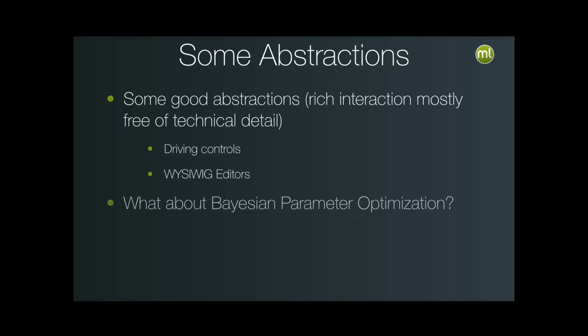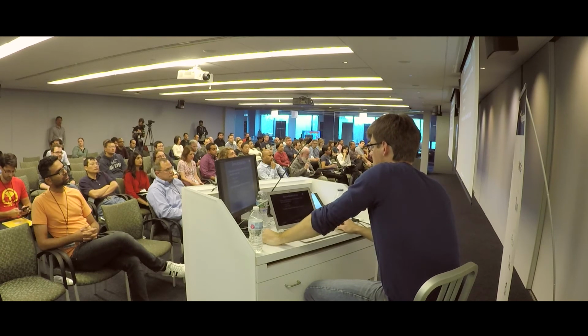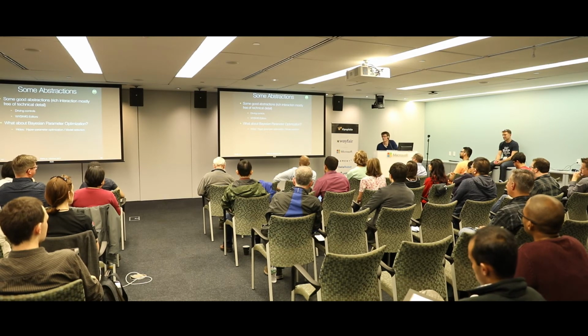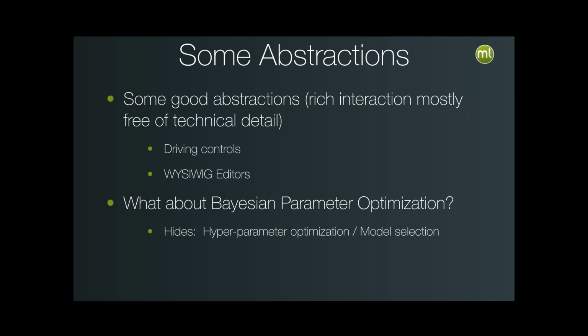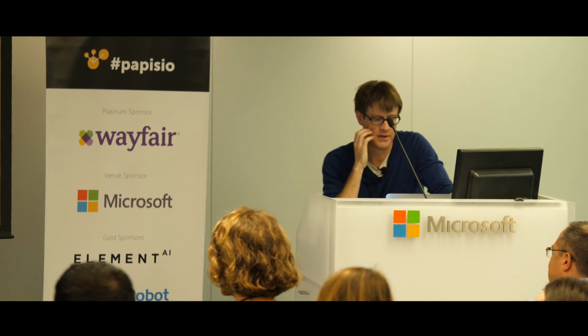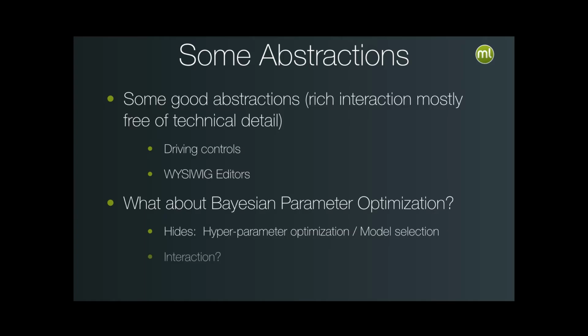So what about Bayesian parameter optimization, like I was just talking about? What about these processes that hide you from the details of algorithm selection and parameter tuning? It does hide some parameters, right? But we're talking about something that hides like 20 or 30 parameters, and it's already fitting millions in the case of a neural network, right? Something with millions of parameters. So it does hide a few parameters from you, but really not that many in the context of the overall process. And then also, there's no prescription for how to interact with a Bayesian parameter optimization process.